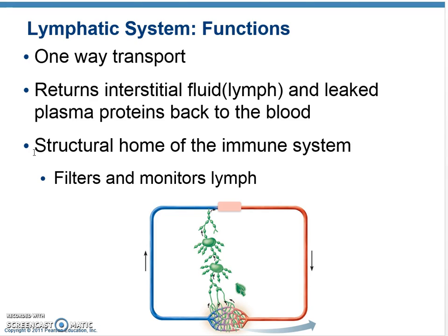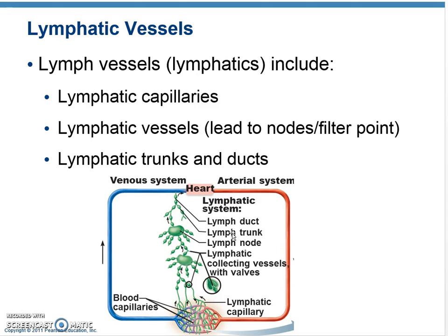The one is returning fluid back to the bloodstream, and then it also serves as a home for the immune system. And you're going to see most of the cells of your immune system come from the bloodstream, but they spend a lot of time hanging out in your lymphatic tissues. So we'll leave it at that.